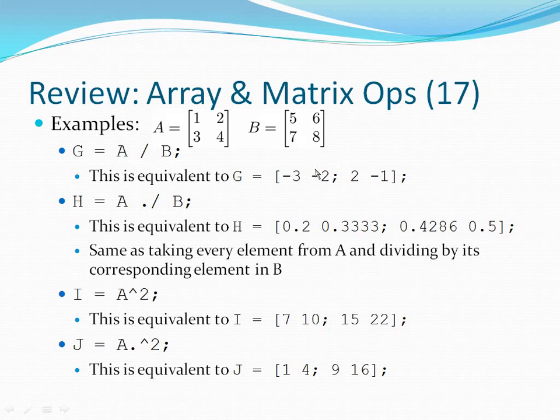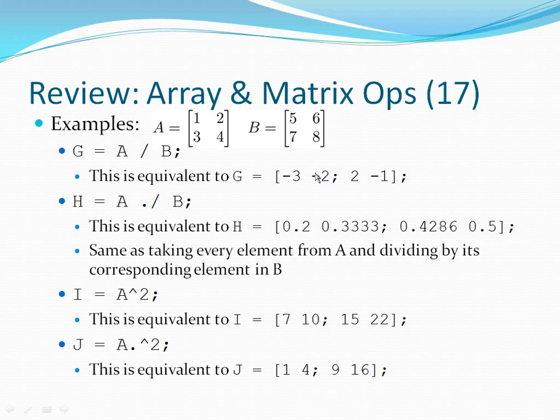All right. Now, if you were to do a point-by-point operation, a dot and then a slash, it will take every element in A and then divide by the corresponding element in B. So you're going to get 1 divided by 5, which is 0.2, 2 divided by 6, which is 0.333, and then 3 divided by 7, which is 0.4286, and then 4 divided by 8, which is 0.5.